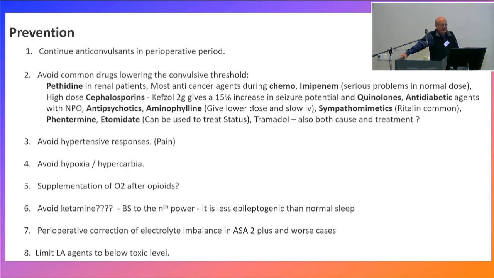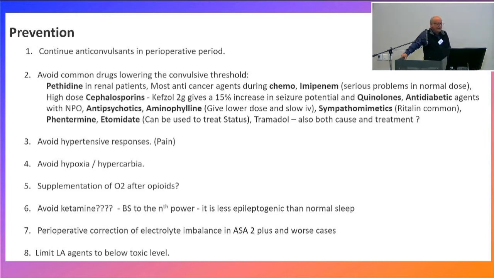antipsychotics, aminophylline, not used so much anymore, but remember to give it in a lower dose, and remember to give it very slowly. Then a lot of the kids these days are on sympathomimetics, Ritalin especially, phentermine for the ladies that want to lose weight. We had a short discussion on etomidate, so I'm not going to repeat that. But then tramadol. I use a lot of tramadol in my practice. So tramadol can be a cause of convulsions, but it could also be a treatment.